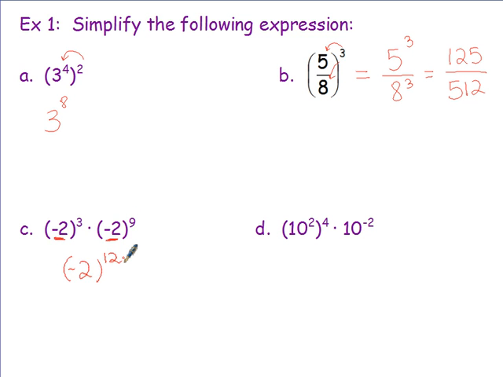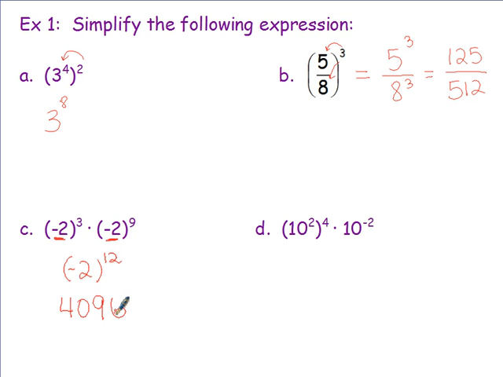Now, if you would like, you can again pick up your calculator, type in, and yes, those parentheses are required. Parentheses, -2, close parentheses, to the power of 12. And your calculator should tell you 4,096. So use the parentheses or else you would get a negative answer, and that's wrong. Let's look at D.